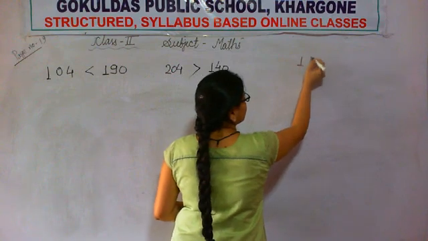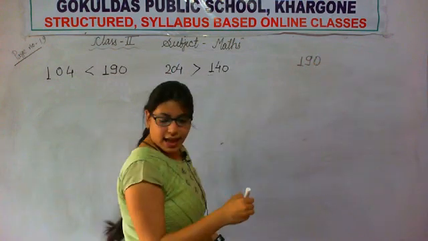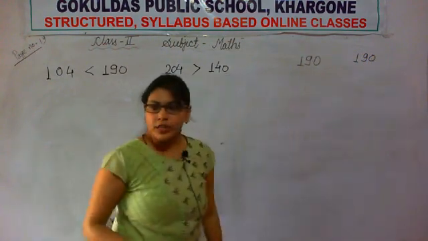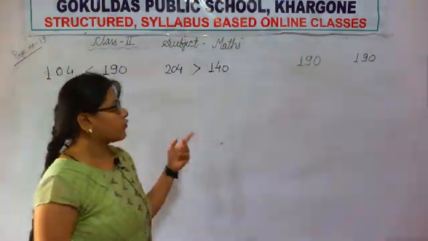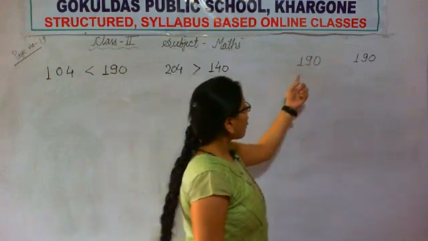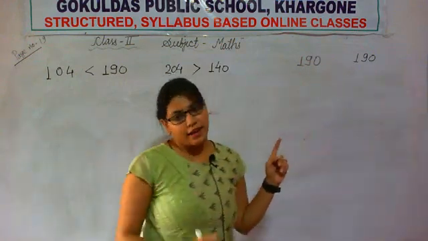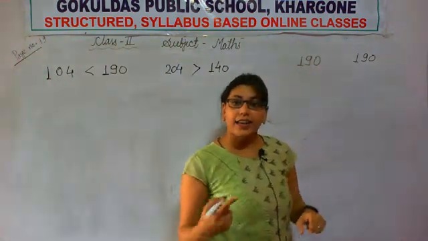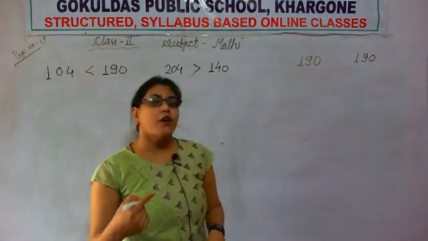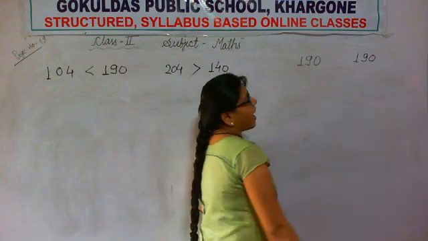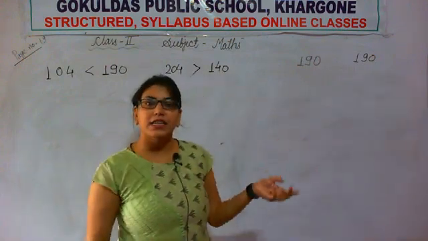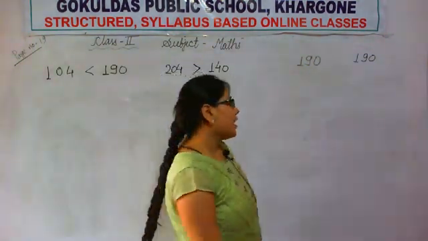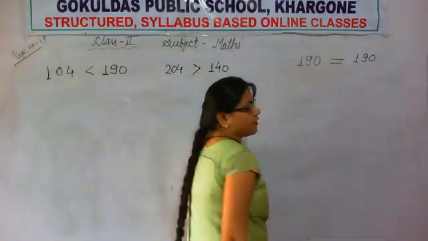The next one is 190 and the other number is also 190. Now both the numbers have 3 digits, so we will check for the hundreds. Both the numbers have 1 at hundreds place. Now we will check for the tens. Both the numbers have 9 at tens place. So what we will do? We will check for ones. Again both the numbers have 0 at ones place. It means all the 3 digits are same. It means the numbers are equal.